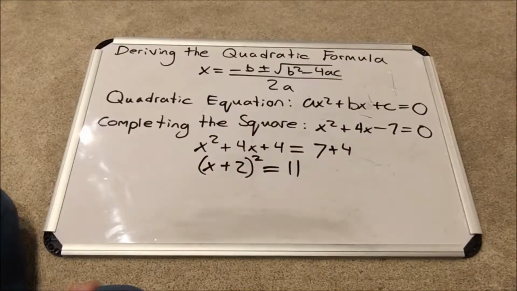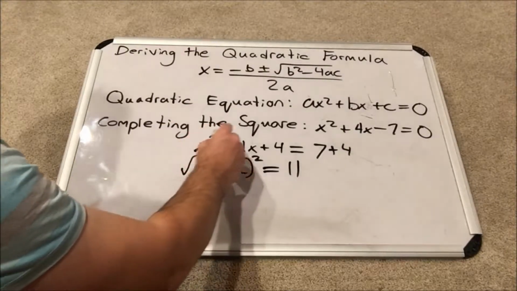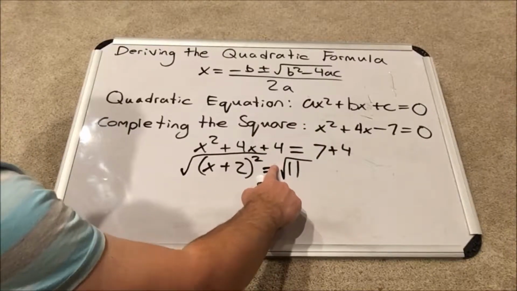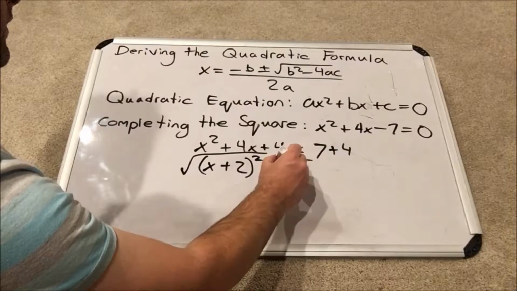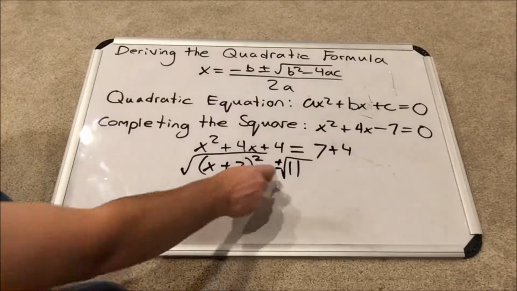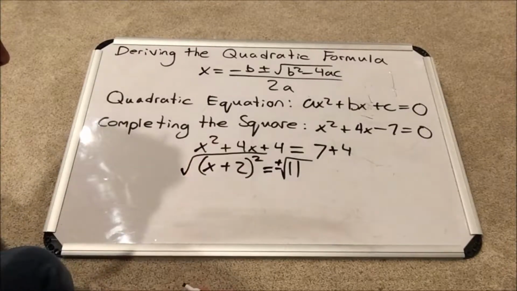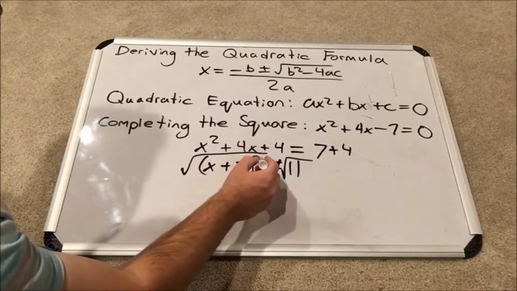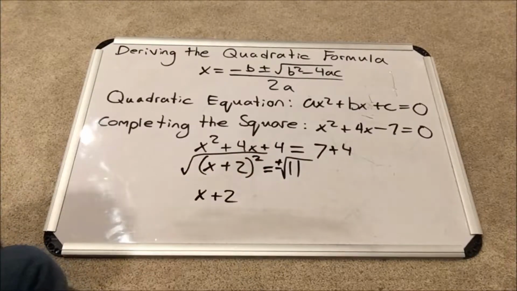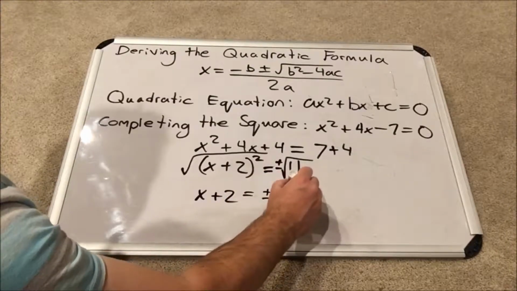The next step is to square root both sides, because remember, we're solving for x. And so we will square root both sides, like so. And always, when you square root a number in this fashion, when you're solving a quadratic equation, you must add a plus or minus to the side with the number. So the next step is to remove the square and the square root on the left, which cancel each other out. And we get x plus 2 equals plus or minus root 11.